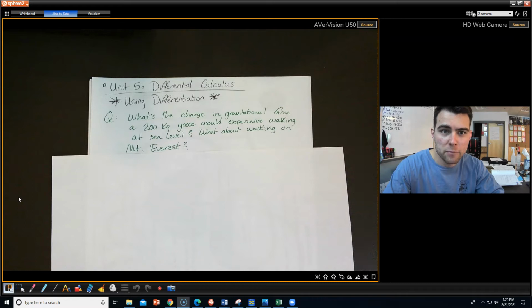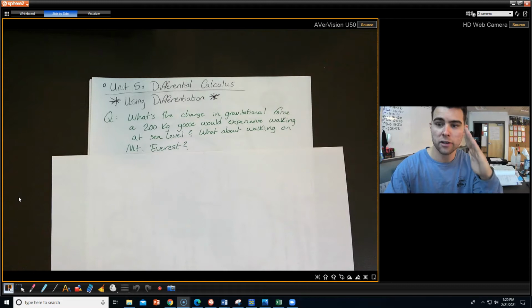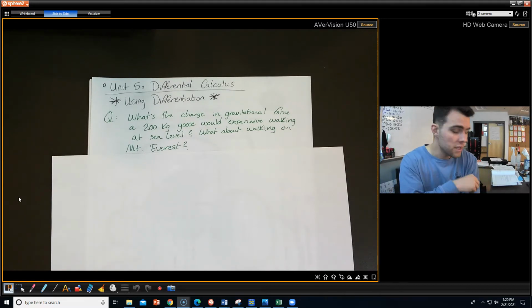We were getting pretty good at using the power rule to find the derivative of certain functions. We know that the derivative now is just the slope of a tangent line for a particular curve. And now we're going to extend this idea, and we're going to just find the gradient of that tangent line at a specific point now. And we are going to use it to answer this question today.